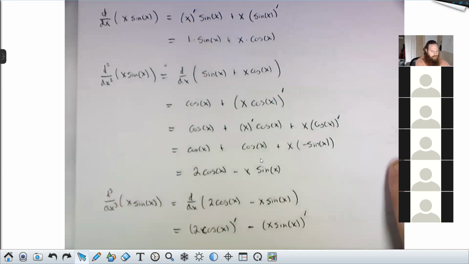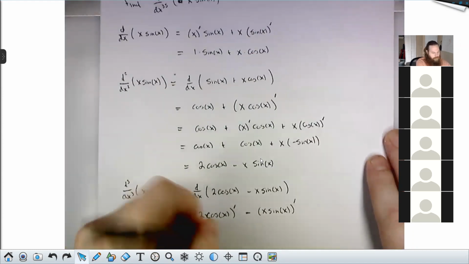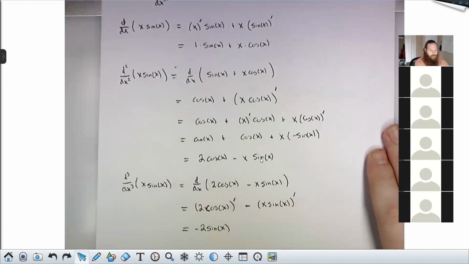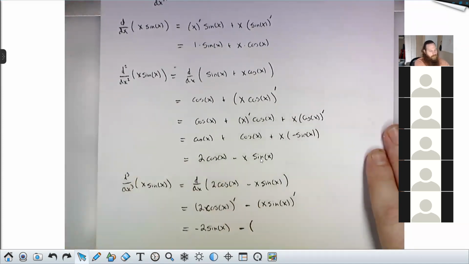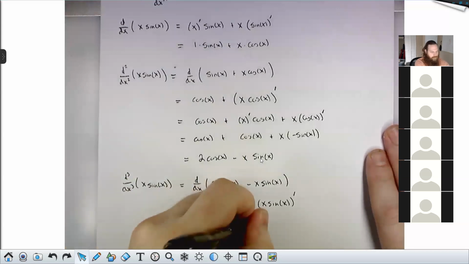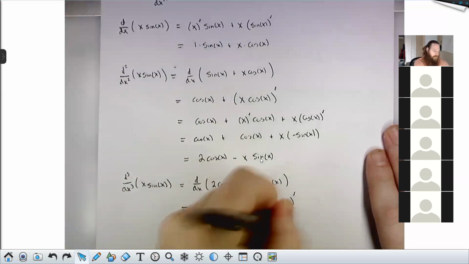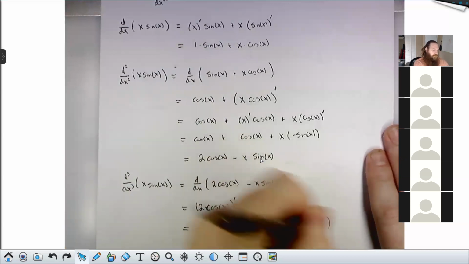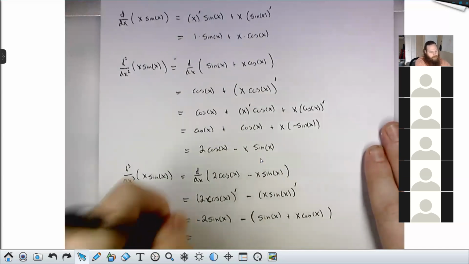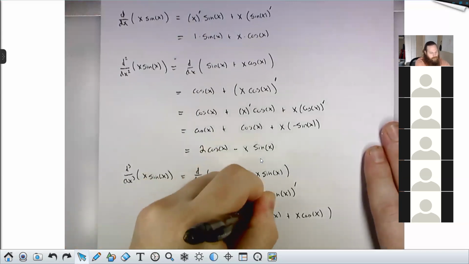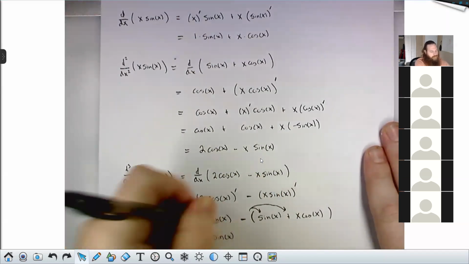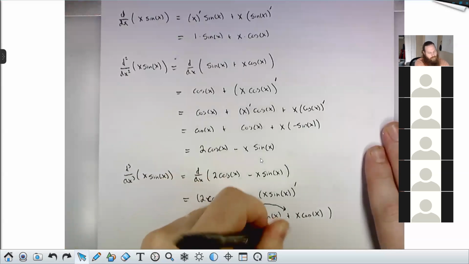The derivative of 2 cos x is negative 2 sine x, because the derivative of cos x is negative sine x, minus parentheses. Now the derivative of x sine x is something I've calculated earlier. That's sine x plus x cos x. So rather than recalculating it, I'll just copy it down from where I calculated it before. So I'm going to have negative 2 sine x minus sine x. I'll have to distribute this negative, remember. So that's going to be negative 3 sine x, and then minus x cos x.